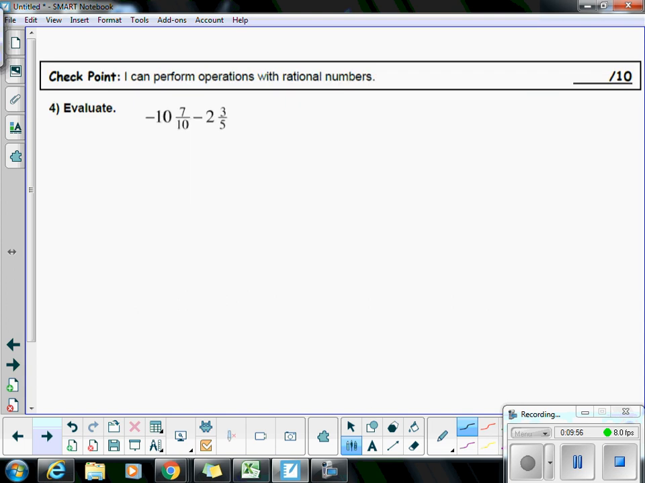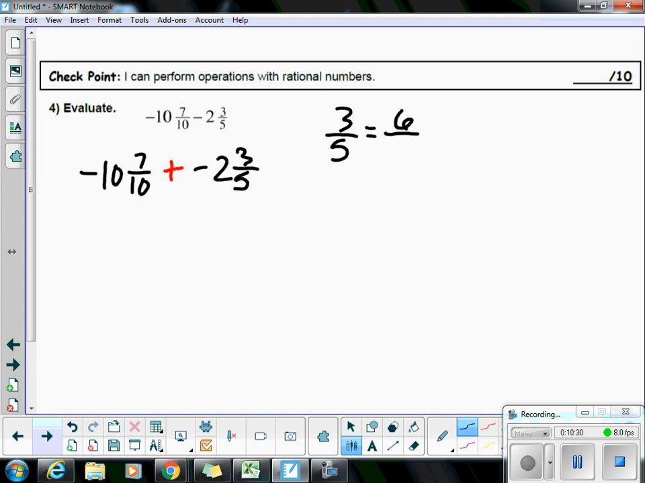All right, on to number 4. So we have to perform operations with rational numbers. So here we have 2 mixed numbers. Both of them are negative. So I'm going to rewrite them as an addition problem. So -10 and 7/10 plus -2 and 3/5. So the first thing I'm going to do is get common denominators. So I know that 3/5 is equal to 6/10. So I'm going to replace my 3/5 with 6/10.